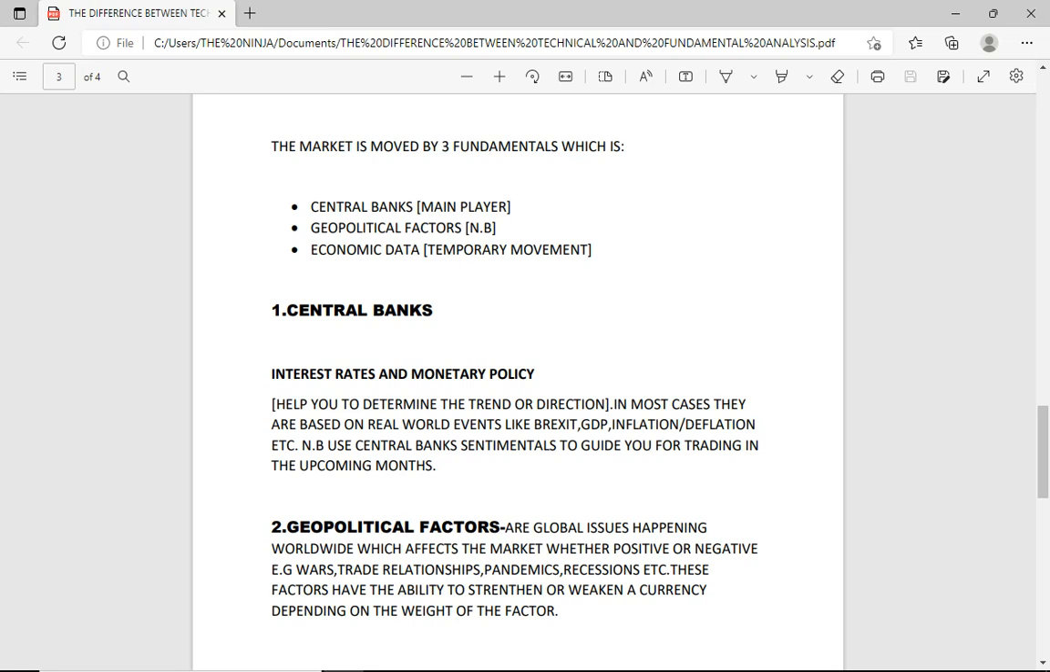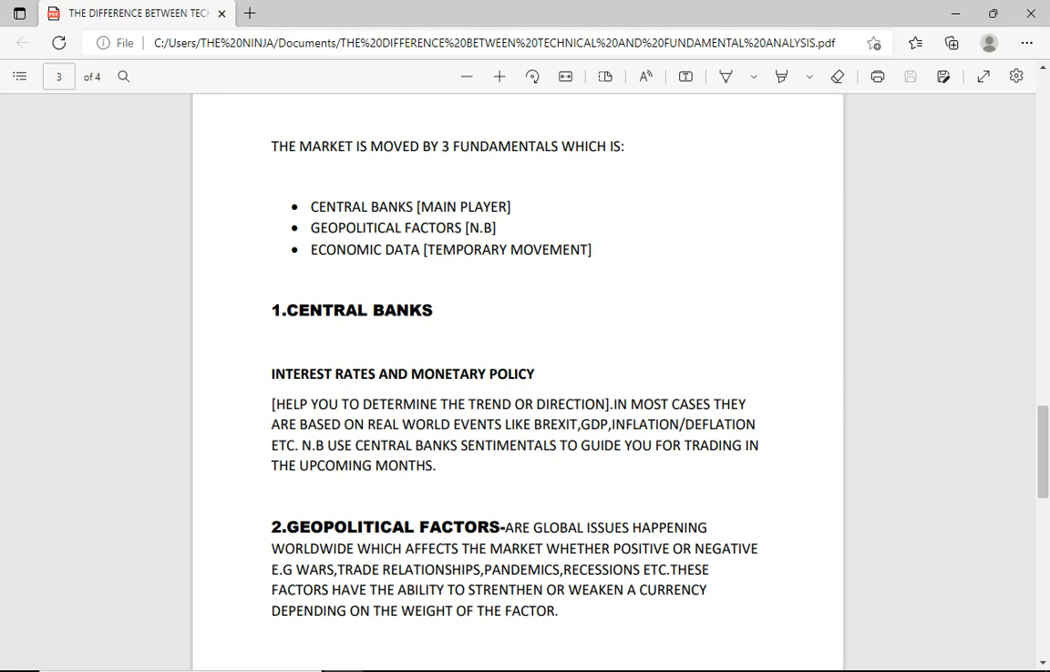For you to be able to get updates on it, you need to use central bank sentiments. They are being released, but people ignore them. Then they end up losing funds over silly things. So once you read these central bank sentiments to guide you for trading in the upcoming months, it's like a prediction of what's going to happen, and they actually happen, guys. So you need websites like Bloomberg, CNBC, Investing. They release these statements. You just read them or get the PDFs. Yeah, that's how you do it.